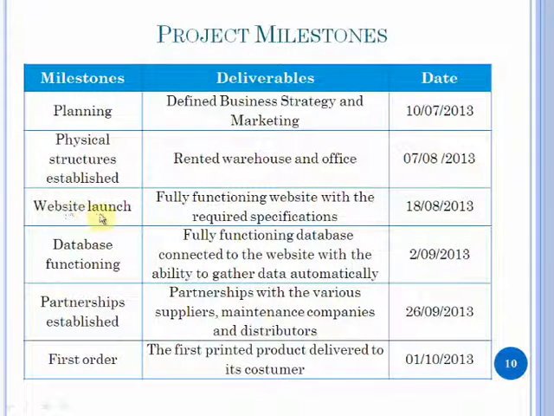We'll have then the website launch, a fully functioning website with the required specifications, a database functioning with all the classes and the ability to gather data automatically from the website. Then we'll have the partnerships established, for example, the suppliers, the maintenance and the distributors. And finally, we'll have our first order. We hope to have this first order in early October.